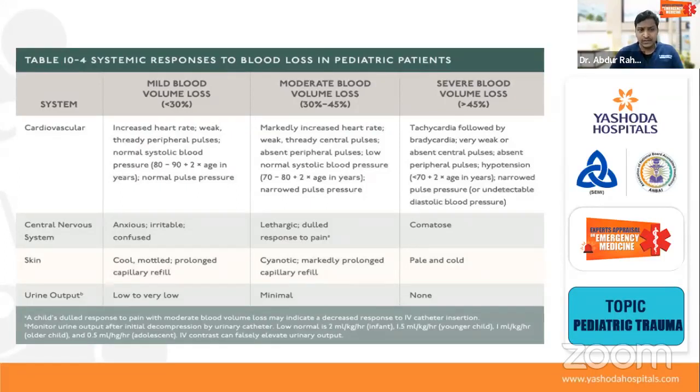If you see the skin, it will be cool, mottled, with prolonged capillary refill in case of mild blood loss. The skin will be cyanotic, with markedly prolonged capillary refill in moderate blood loss, and the skin will be pale and cold in case of severe blood loss. Whereas urine output will be low in case of mild blood loss, minimal in case of moderate, and none in case of severe blood loss. This is very important.